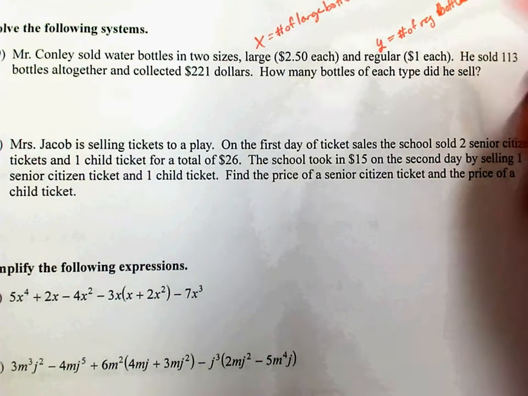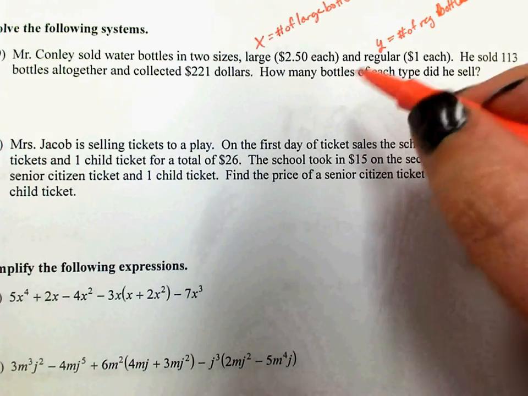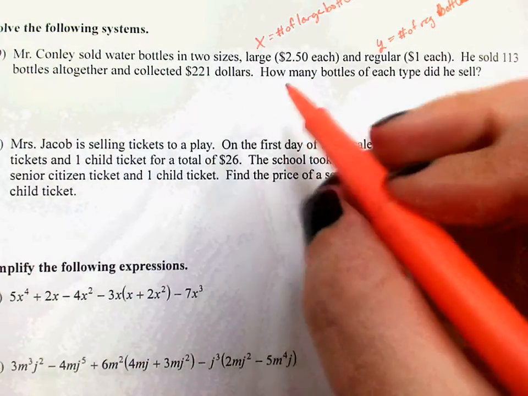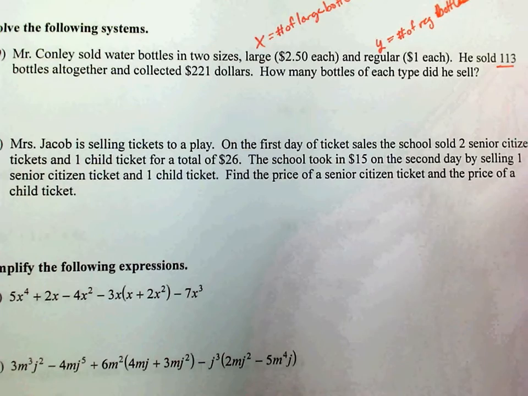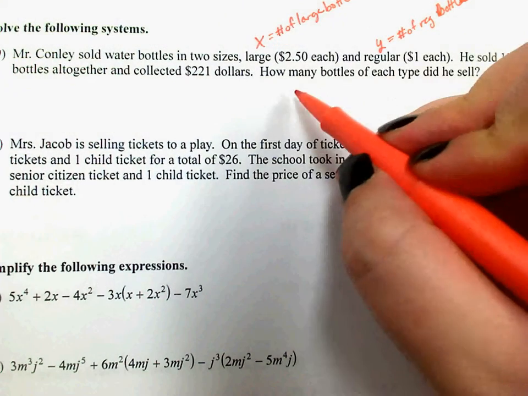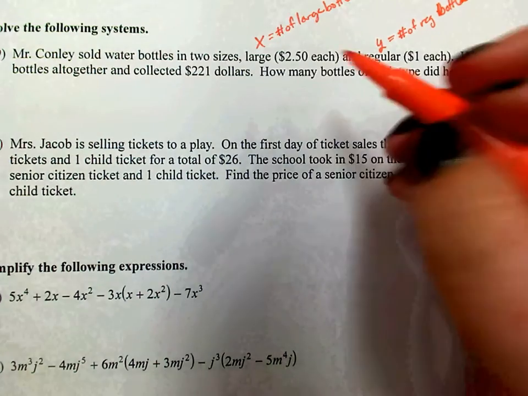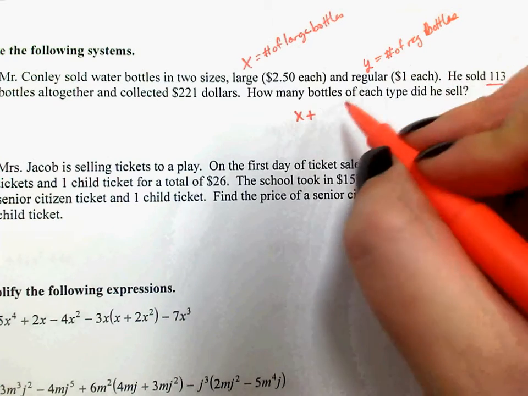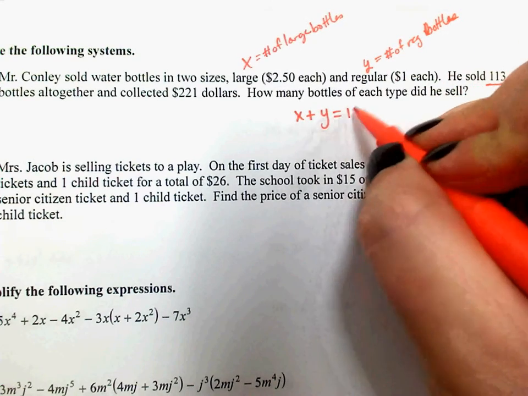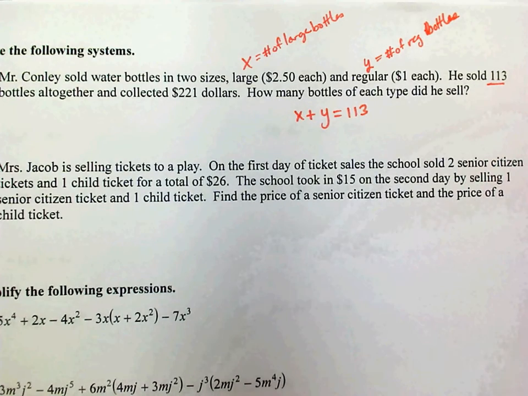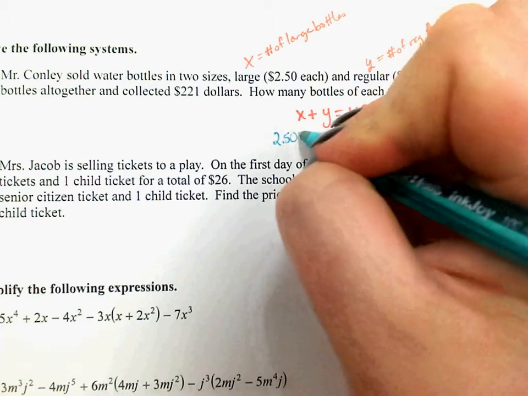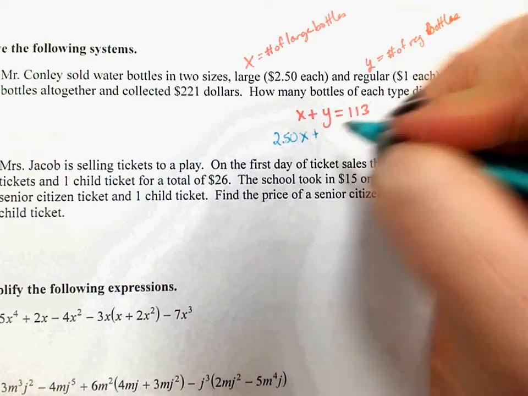So if I were to think about this, he sold 113 bottles. So that means the number of large bottles plus the number of regular bottles is 113. Well, I don't know what the number of large bottles is, but I know I represented it with an X. So I could say X plus Y, the number of regular bottles, has to add up to 113. Now, if you think about price, if I sold 20 large water bottles and I wanted to know how much money I had, well, then I would multiply 20 times 2.50. So I would say 2.50 times the number of large bottles plus $1 times the number of regular bottles adds up to the total amount of money that we drew in, and that's $221.